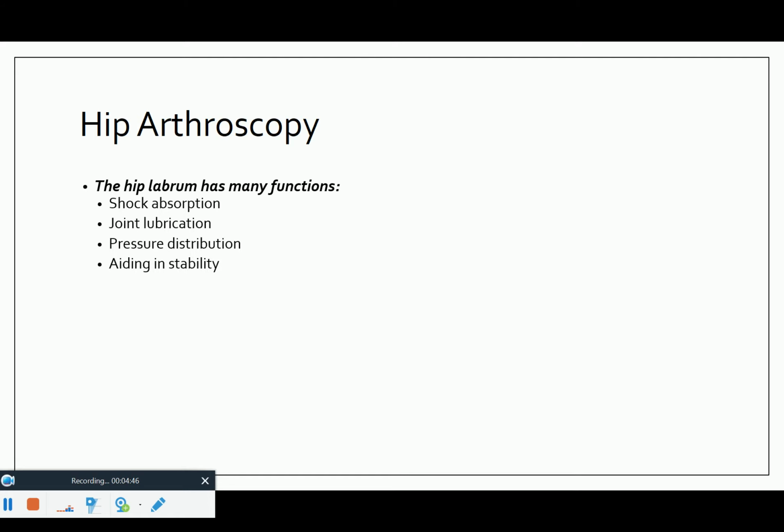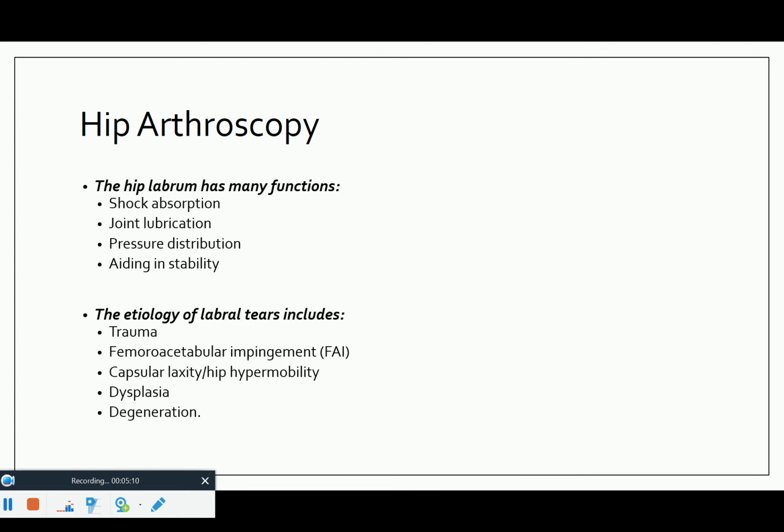So, of utmost importance is the hip labrum, and that's going to be the focus of this lecture. The hip labrum has many functions. You guys know this through your other studies in musculoskeletal too. It functions as a shock absorber, provides joint lubrication, provides pressure distribution during weight bearing, and it aids in stability of the hip joint.